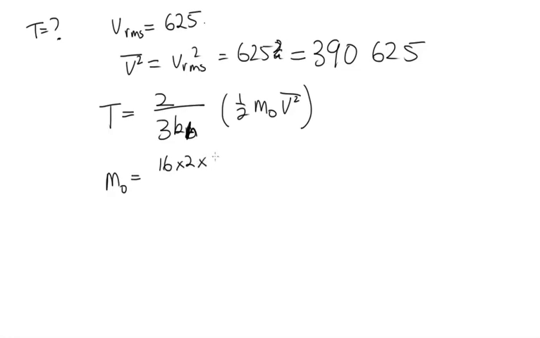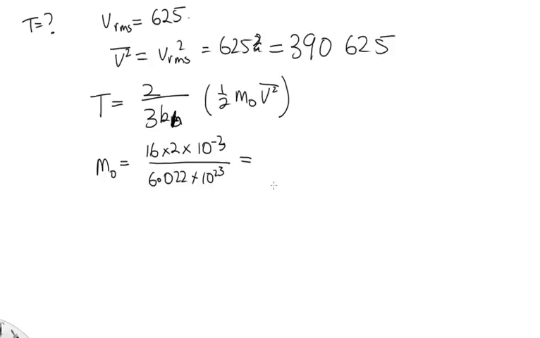So let's put that into kilograms. We times it by 10 to the minus 3. And then we need the mass of a single particle, not of 1 mole of particles. So we divide it by Avogadro's number, 6.022 times 10 to the 23. When you do that on the calculator, you end up with 5.3138 times 10 to the minus 26 kilograms.